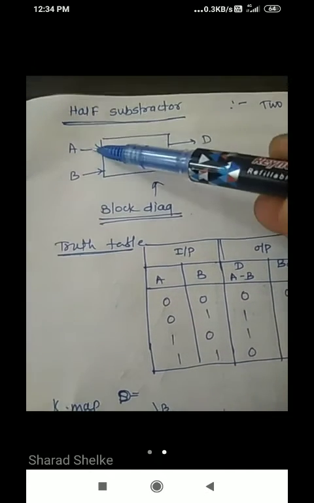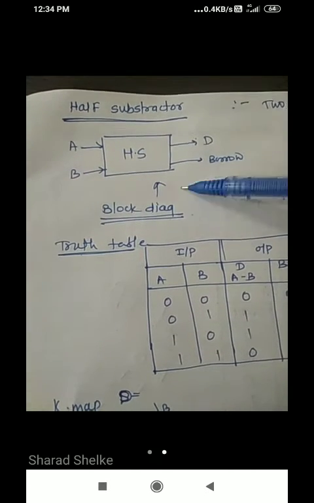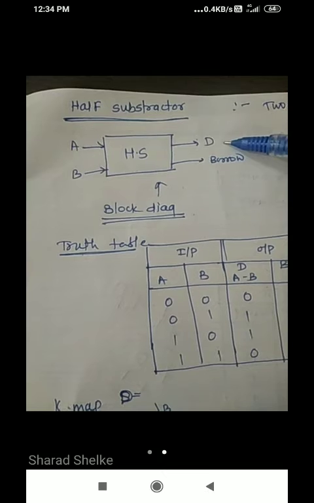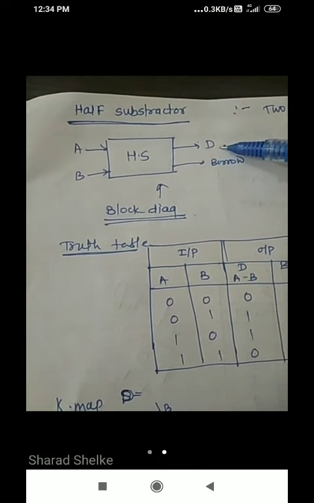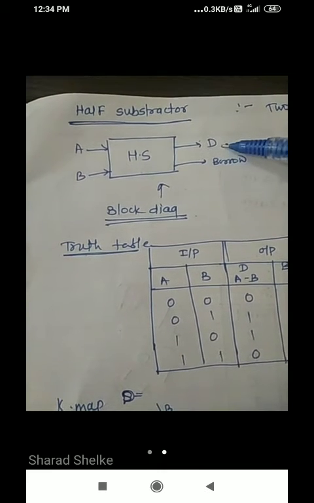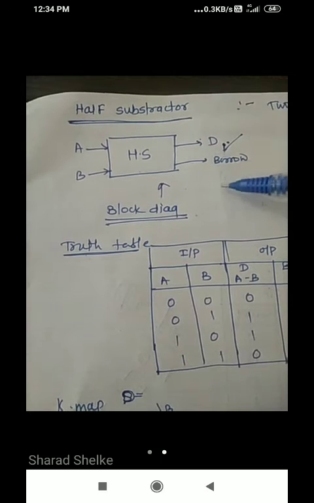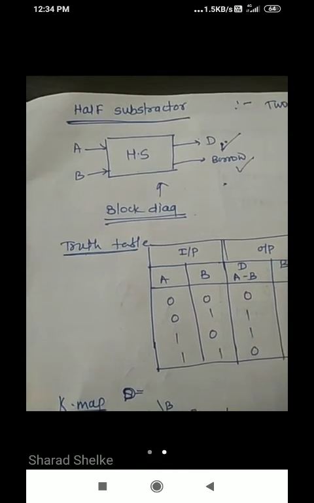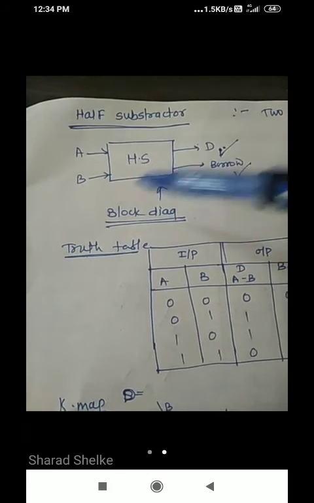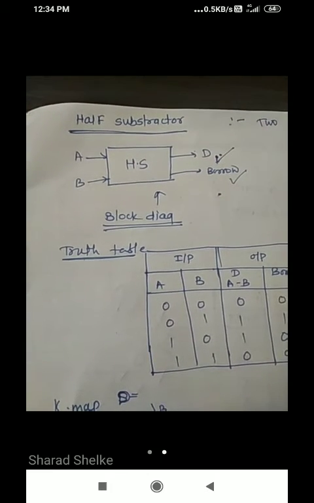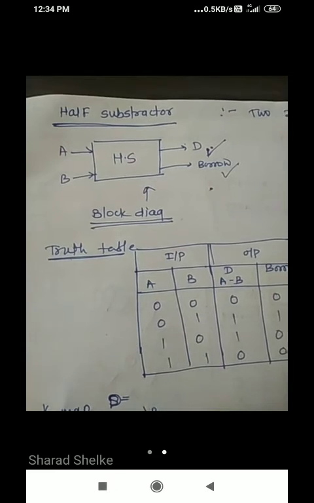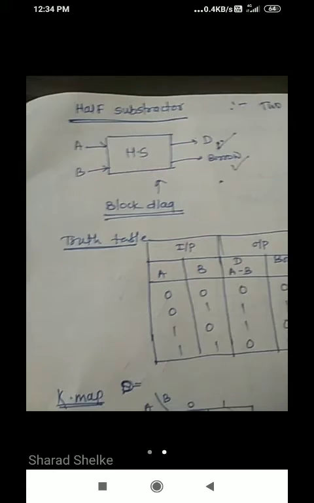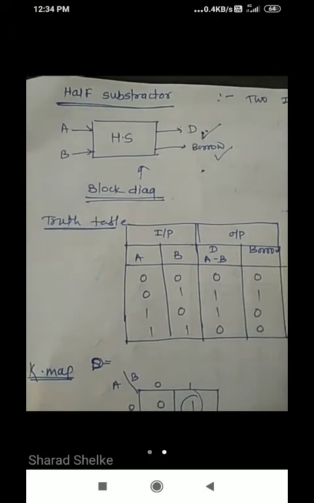So the number of inputs is two. It will do the subtraction, which will be in the form of a difference. It will be treated as logic and denoted by the alphabet D. Just like carry is generated in addition, for subtraction a borrow is generated, and it will be represented by B. So there are two inputs A and B and two outputs D and B. It is a combinational circuit having two inputs and two outputs, A and B, and D and B respectively. So this is the block diagram for the half subtractor.